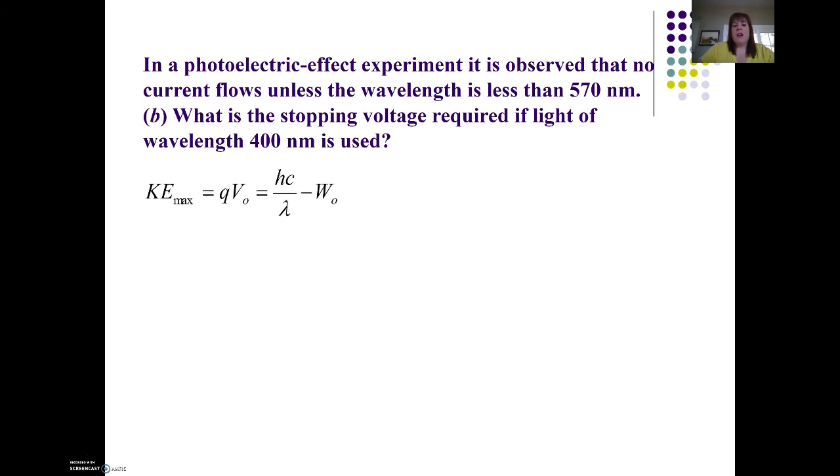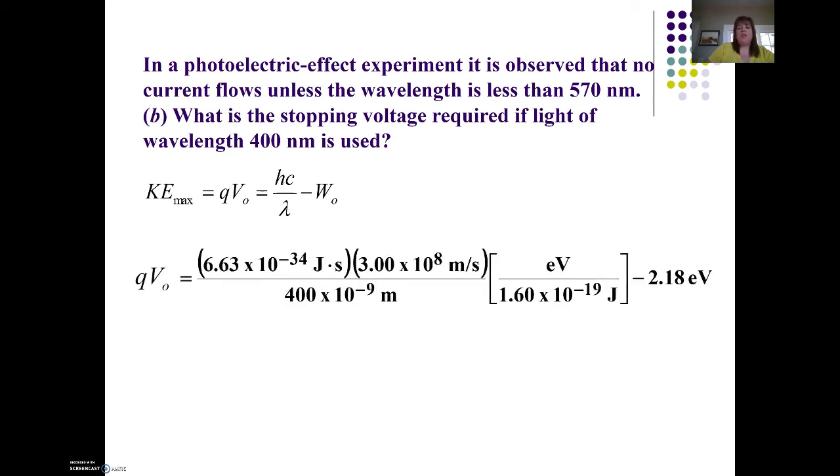All right, if you did this right, our equation, if we take the energy of the incoming photon, hc over lambda, and subtract out our work function, that'll give us the stopping voltage, q times V. So let's do some math. If we plug in our numbers, and again, convert to electron volts, and subtract the work function in electron volts, we're going to get 0.93 electron volts.